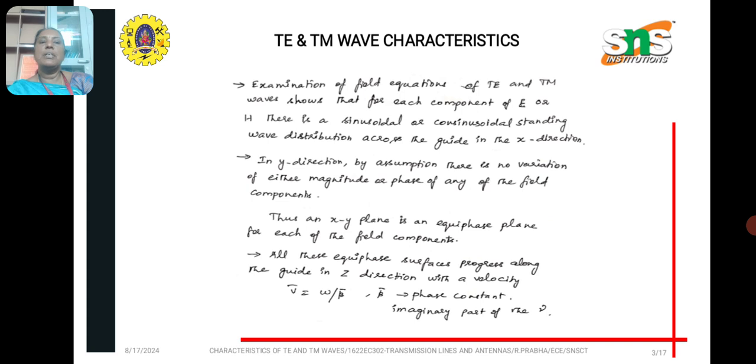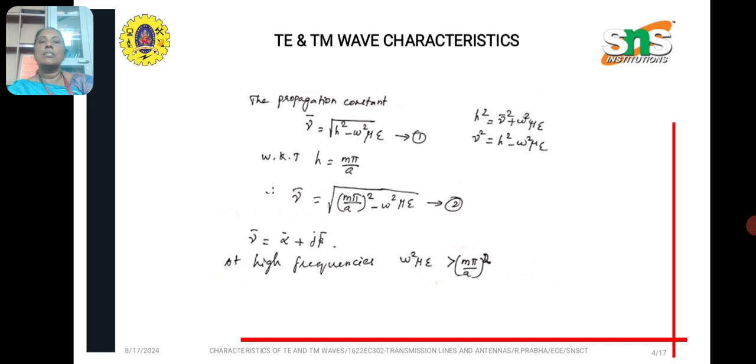Here beta is the phase constant, and it is the imaginary part of the propagation constant gamma. The propagation constant gamma of a parallel plane waveguide is equal to root of h squared minus omega square mu epsilon, because we know the expression h squared is gamma squared plus omega square mu epsilon. From this we can get the gamma value, and h is m pi by a. By substituting the h value in the propagation constant equation, we have gamma equal to root of (m pi by a) the whole squared minus omega square mu epsilon.